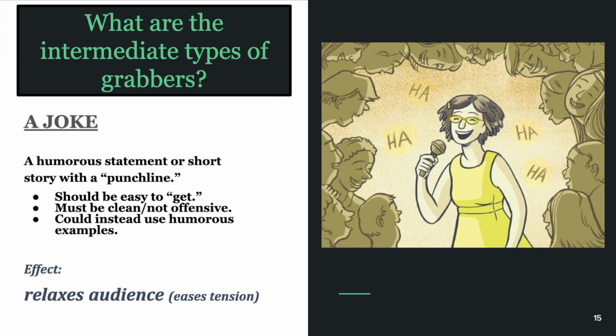And you could also use humorous examples instead of a joke. Basically, what a joke does is disarm your audience at the beginning of the speech. It relaxes them. If there's any tension in the room, it helps to diffuse or ease that tension. And then you hopefully have the audience eating out of your hand.